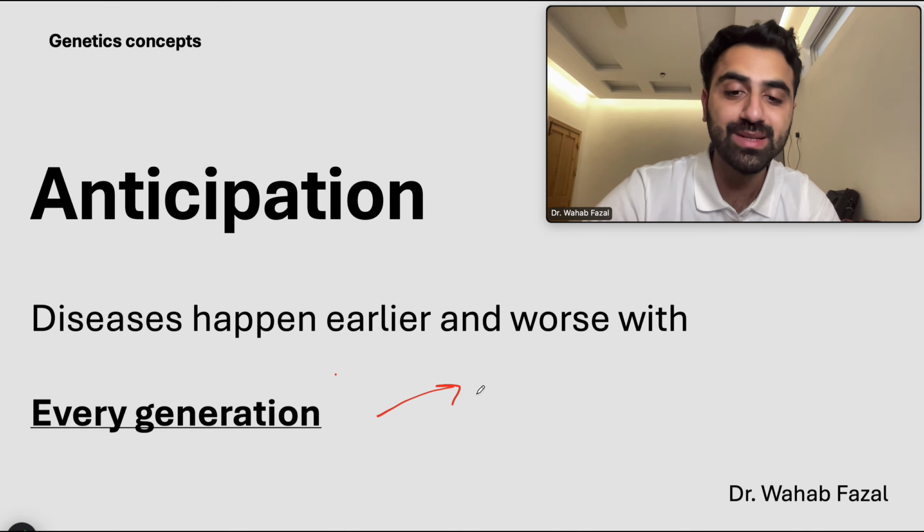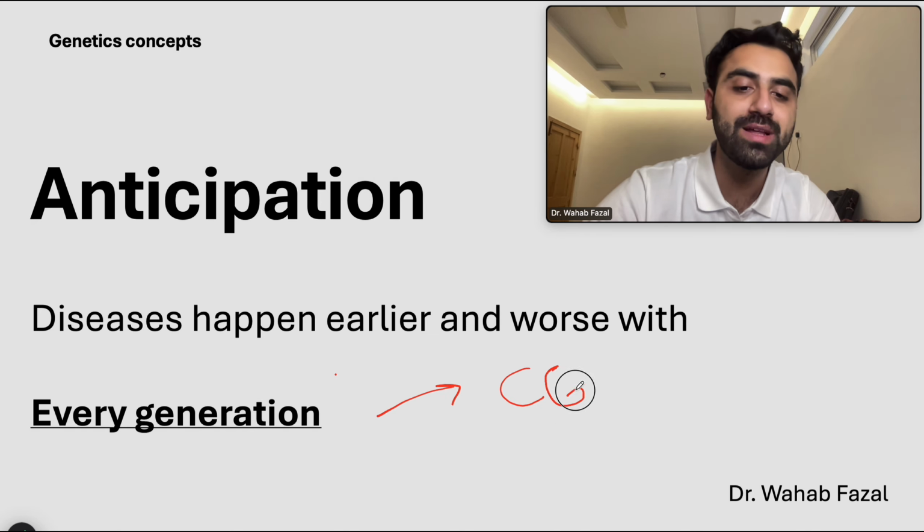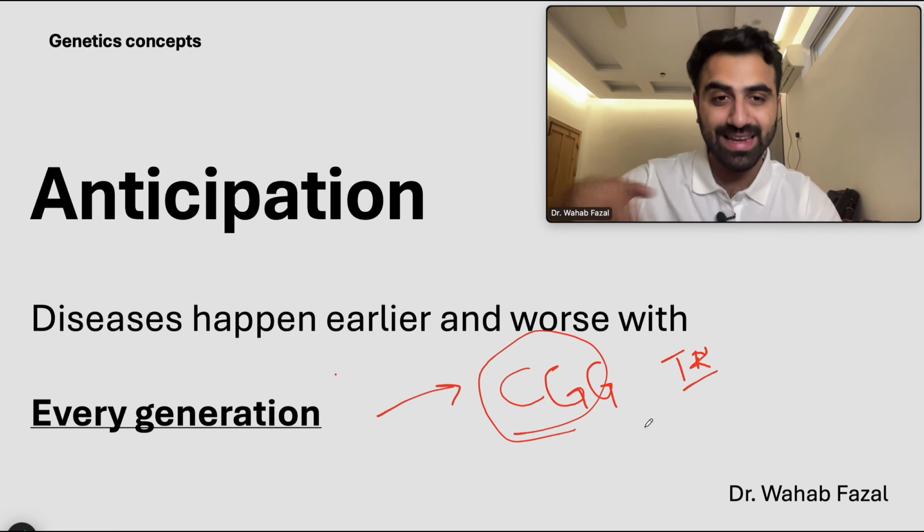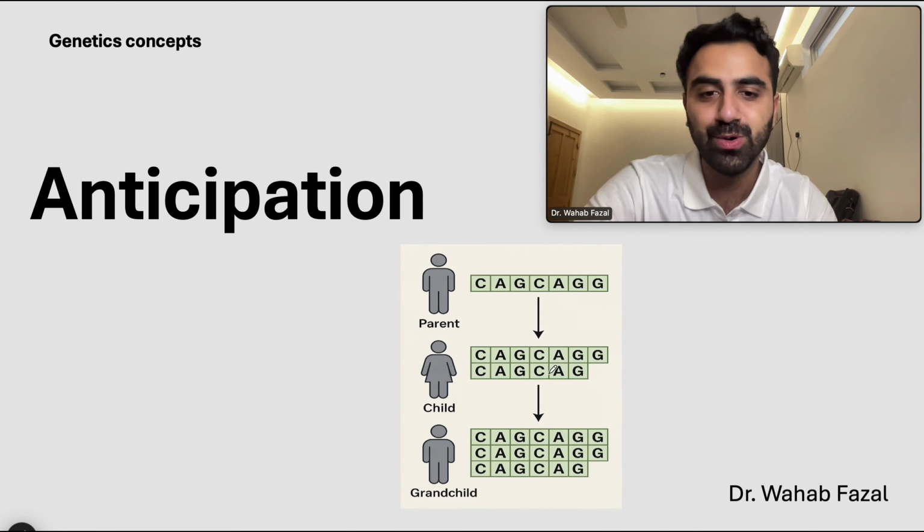And why? What is the most common example of this? The most common example of this is trinucleotide repeat diseases. Why? Because the burden of trinucleotide repeats gets increased with every generation. So let's take a look at it.